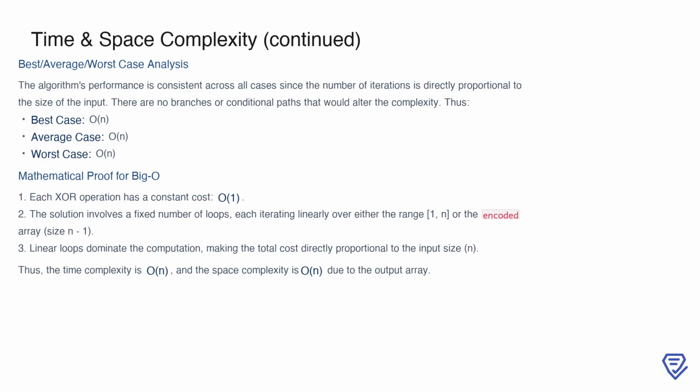These linear operations dominate the computation, ensuring that the time complexity remains O(n) across all cases. Similarly, the space complexity is O(n), driven by the size of the output array. This consistency makes the algorithm robust and predictable in its performance.